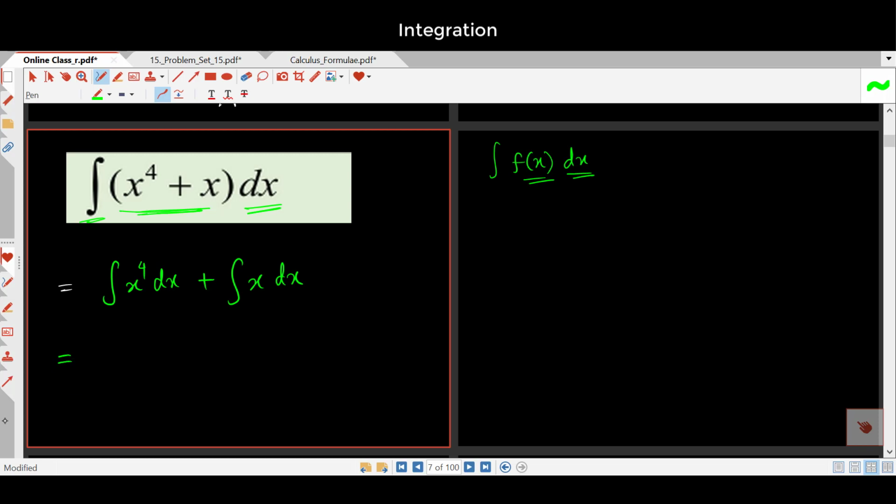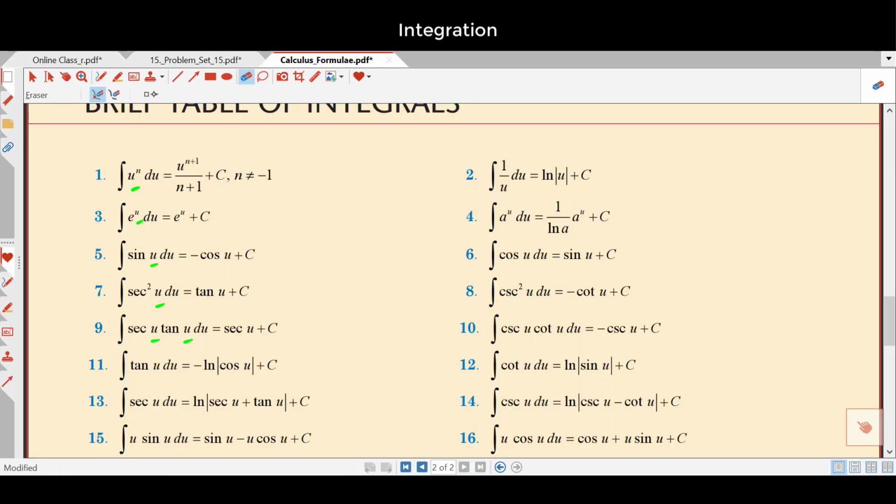Now you have to look at the formulas. This is our first formula. If the integration of u power n du, then we can write u power n plus 1 divided by n plus 1. This formula is not valid for n equals minus 1, but for other values of n that is valid. Here we have a formula for the variable u, but similarly the integration of x power n can be written as x power n plus 1 divided by n plus 1.